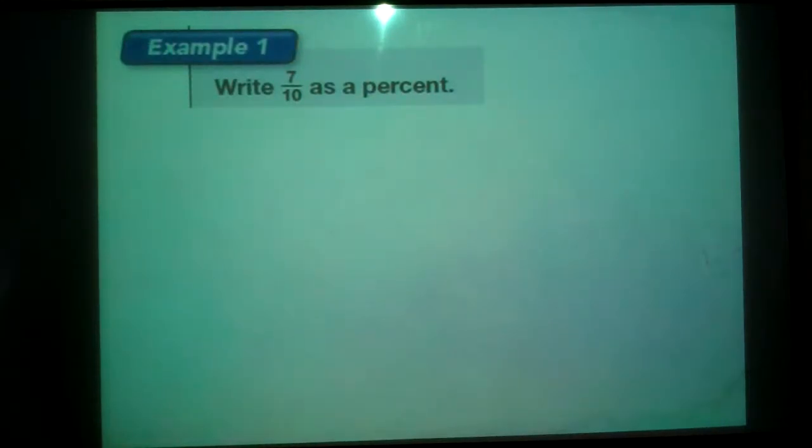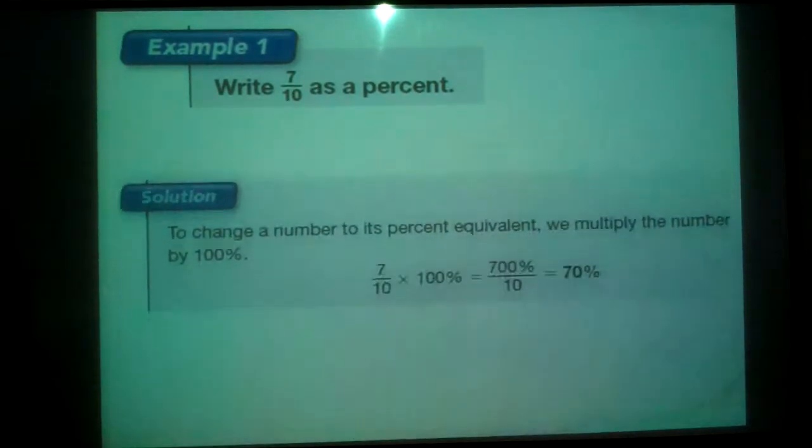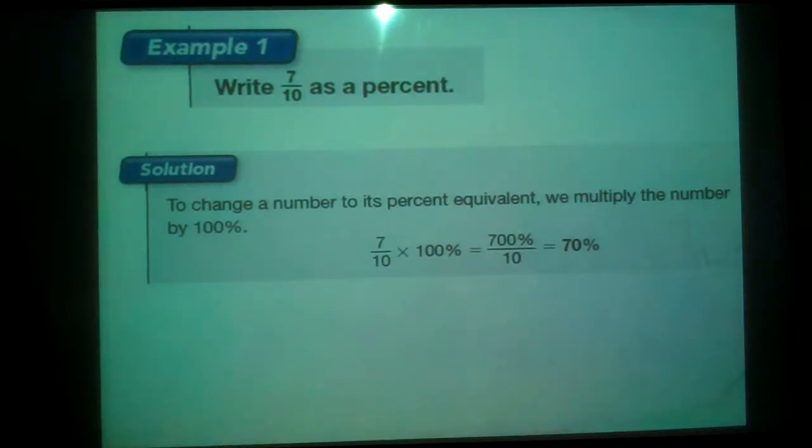So, example 1 here, to write 7/10 as a percent. Well, we have to do the division first. We have to do 7 divided by 10. And remember that that little bar is a division bar. So 7 divided by 10, and then we want to move our decimal, or multiply by 100, and that shows us how to do that right here. So to change a number to its percent equivalent, we multiply the number by 100%.